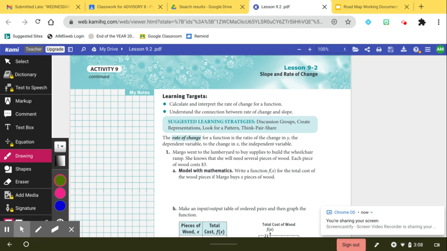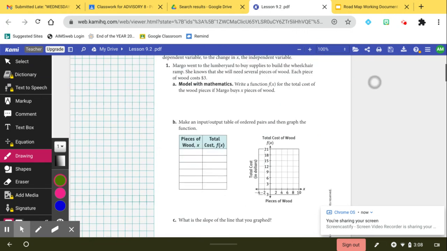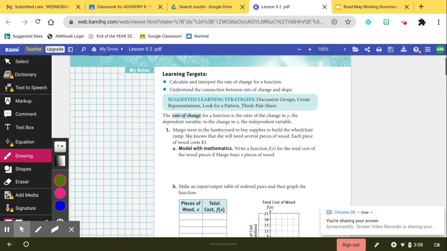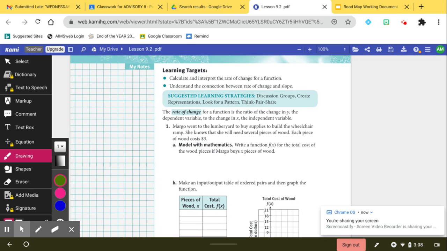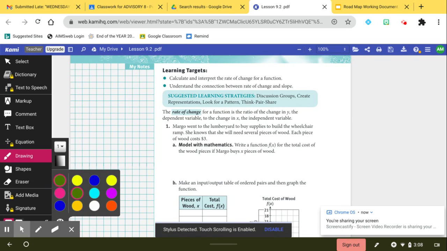Hi, so we are going to be doing lesson 9.2, which is on page 128 in your consumable. 9.2 is really just looking at a different way of expressing slope in the way that we see it normally in word problems, which is the rate of change. So let's do screen.